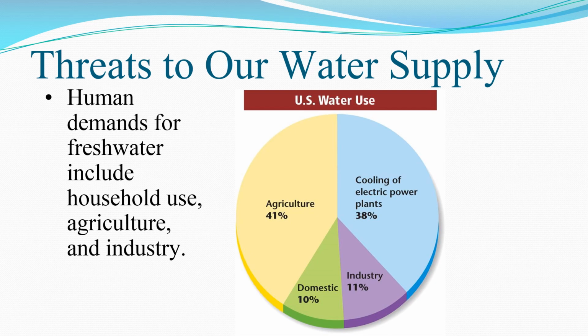There are threats to our water supply. Human demands for fresh water include that we need it for our house, we need it for farming, we need it for industry. But you see here, cooling of electric power plants. You have to think about we need it. Why do you think every time people build a house or they have a lot of electricity, they build a little pond?